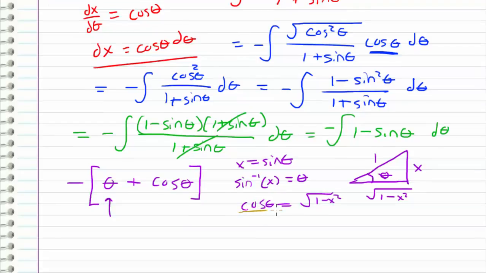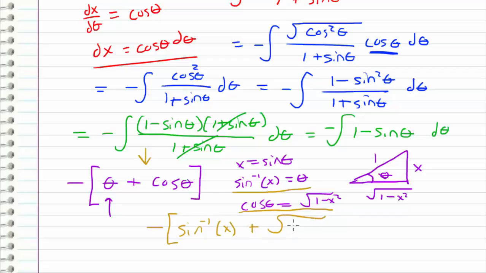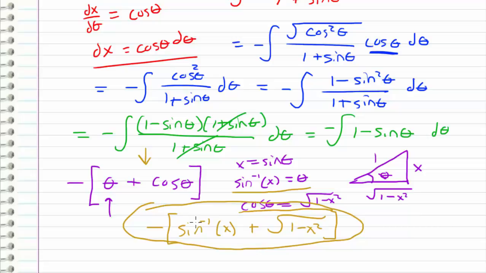So let's go ahead and plug this result and this result back into our expression in terms of theta, and let's get our final answer. So we have negative, theta was sine inverse of x, and plus cosine theta, so plus square root of 1 minus x squared. So this is going to be the final answer.